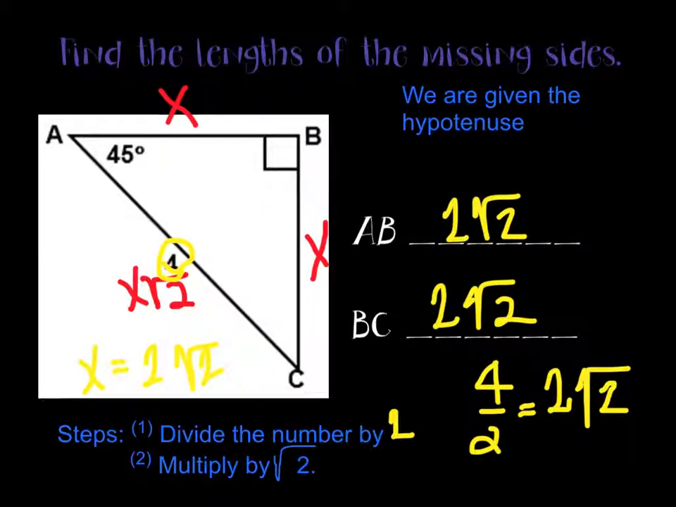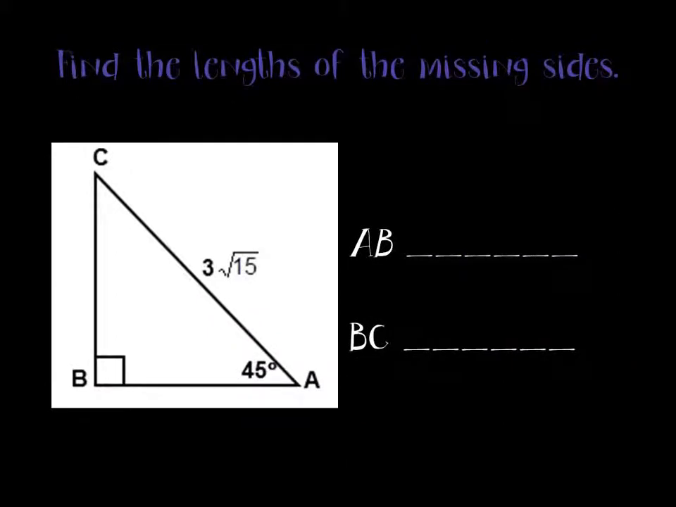Let's look at a couple more examples. Find the lengths of the missing sides. AB and BC are legs, and AC is your hypotenuse. So again, you're given your hypotenuse. Let's label each side first: x, x, x square root of 2.